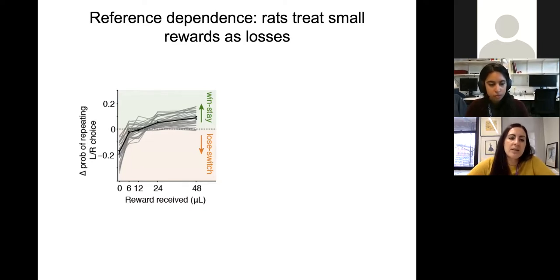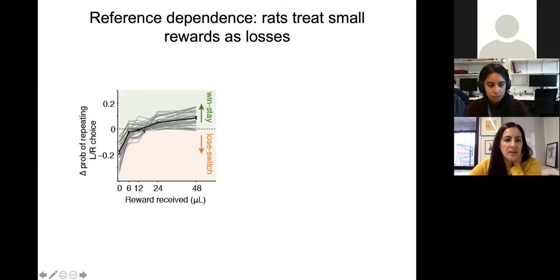Here the rats exhibit these sequential biases, which can be quite strong in the spatial domain. Here I'm plotting the change in the probability of repeating a left-right choice relative to the average probability of repeating, conditioned on whether the previous reward was either an unrewarded trial or one of these volumes. You can see when the animal gets 48, he's more likely to revisit that port. That's a win stay bias. And if he doesn't get reward, he's more likely to switch. That's a lose switch.